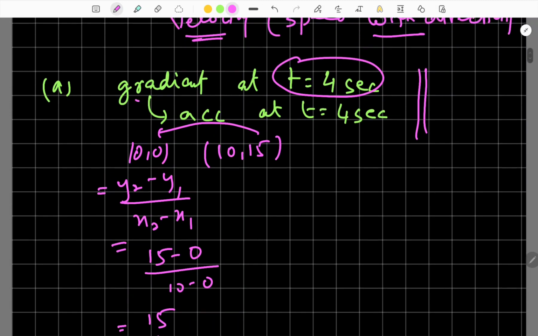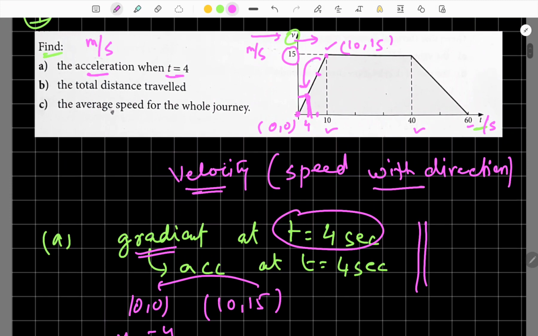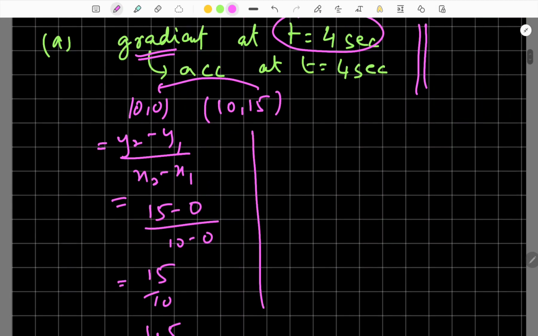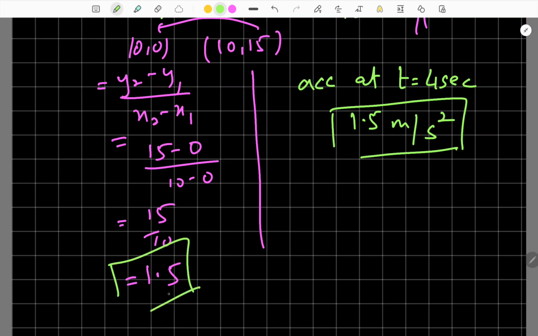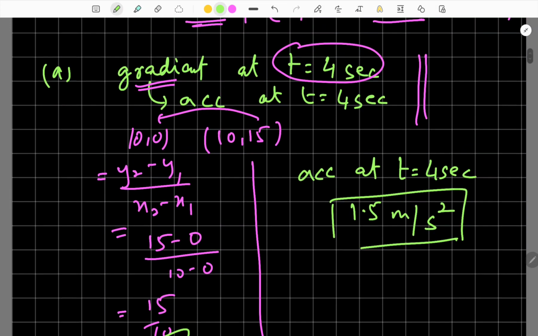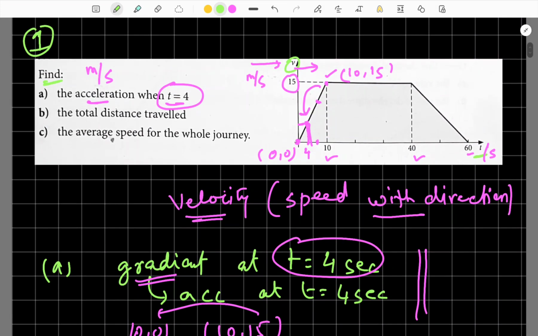So we know that the gradient of a speed time graph or a velocity time graph gives you the acceleration. So beta, what will the acceleration at t equal to 4 seconds be? We'll just write acceleration at t equal to 4 seconds. Beta, how much did we get? This is 1.5 meters per second square. Write complete units, because the gradient of the line is 1.5, and we know that the gradient of a speed time graph or velocity time graph gives you the acceleration. I hope this is absolutely clear. Is that done, beta? Any doubt from anyone?